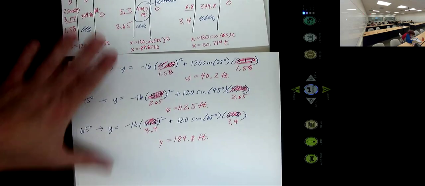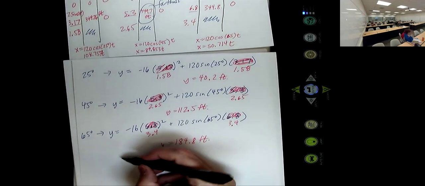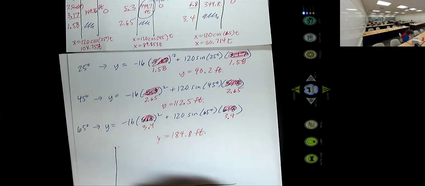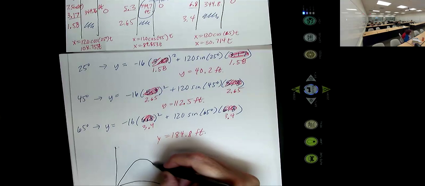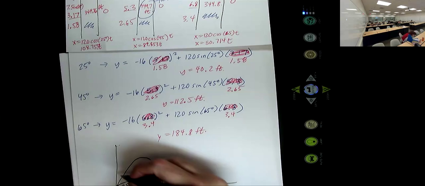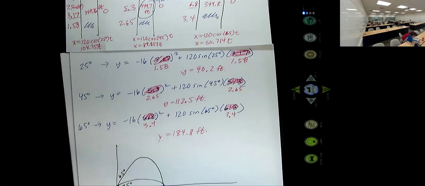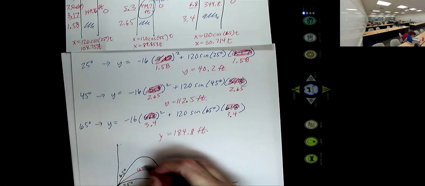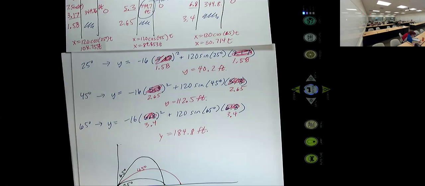So if I were to map these all on the same thing, it looks like the 25 degrees and 65 degrees actually hit about the same X distance. And the 45 degrees goes farther. Interesting.